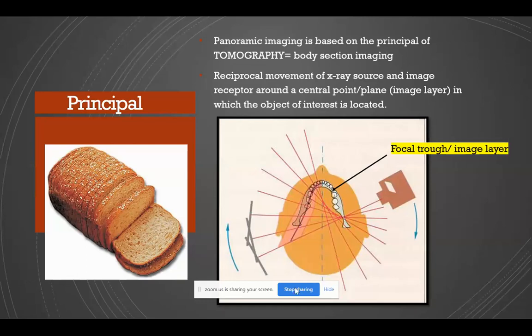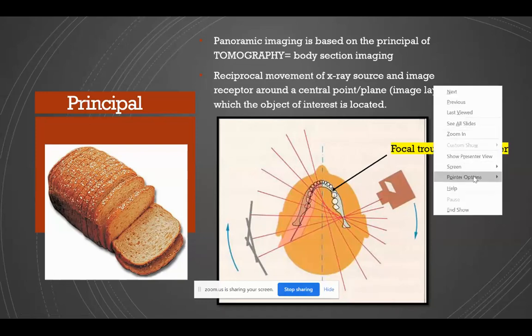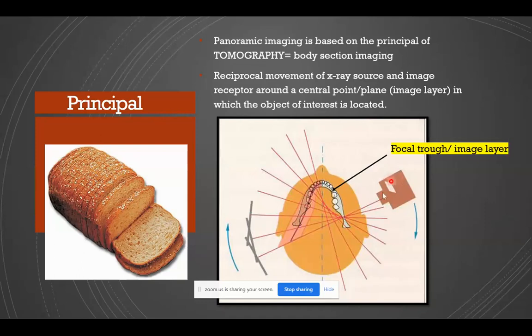So what happens is there is reciprocal movement of the X-ray source and the image receptor around the center point. Now this center point, to make you understand, is actually the area which is the focal trough, or a horseshoe shaped three-dimensional area where the patient's jaws, upper and lower, lie within, and all the structures around that get blurred. So only this particular area gets exposed to radiation. When the X-ray source and the receptor move in the same direction at the same speed, and the X-ray shoots the area of interest, it gets captured on the image.